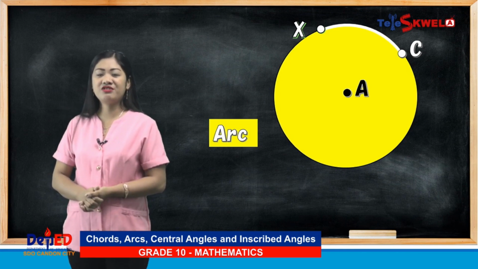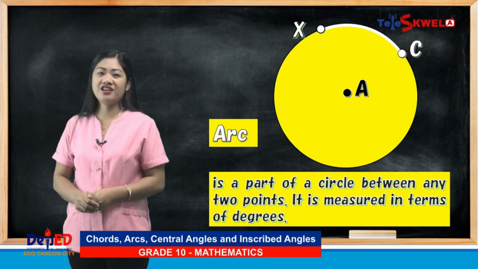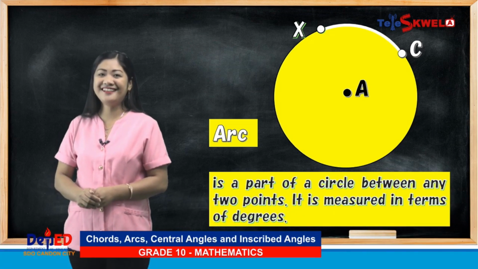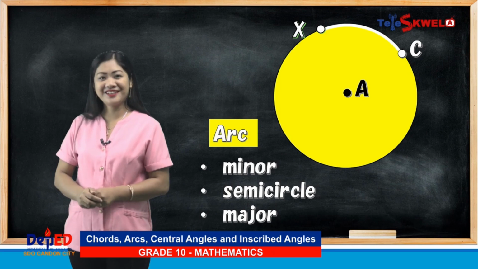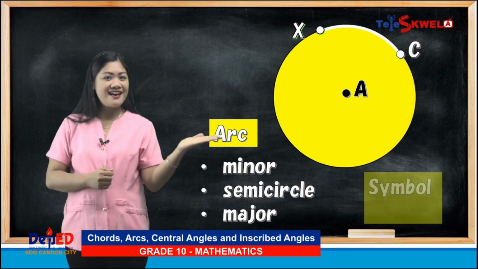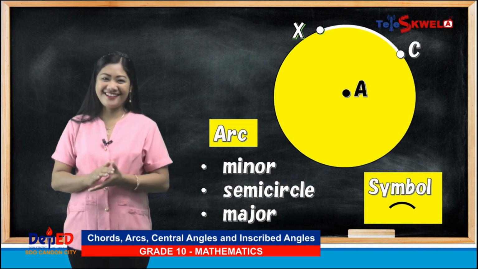It is measured in terms of degrees. A circle is in itself an arc that measures 360 degrees. Arcs can be classified as minor, semicircle, and major. This symbol is used to denote an arc.